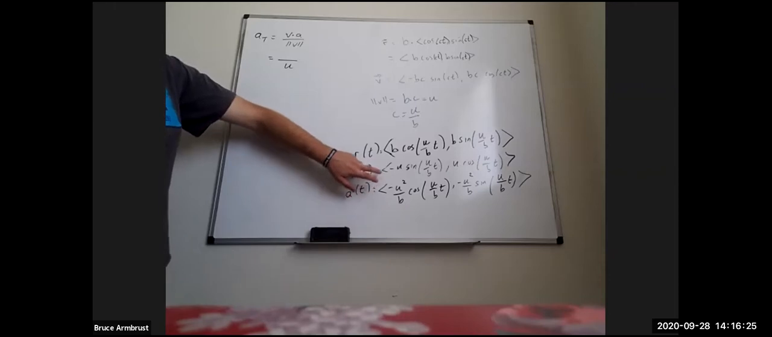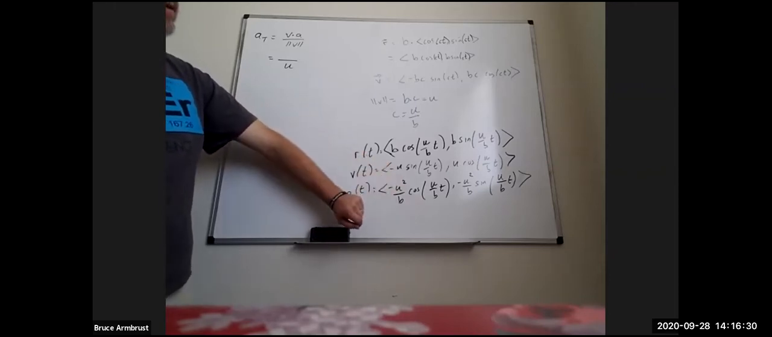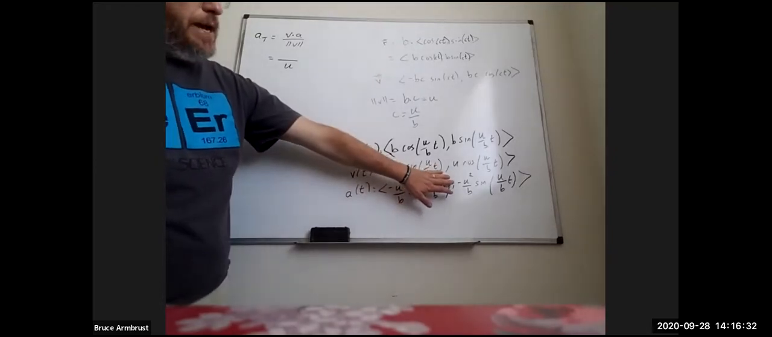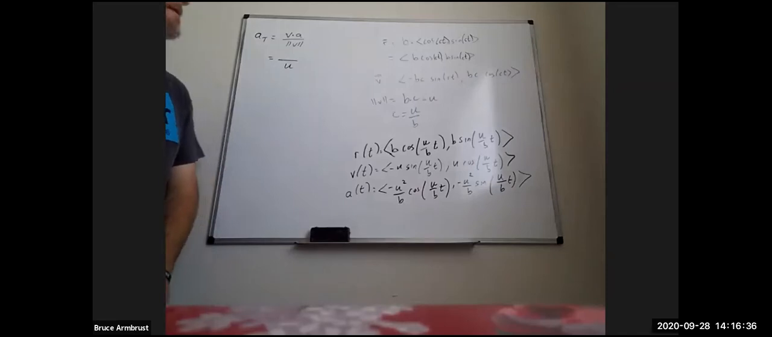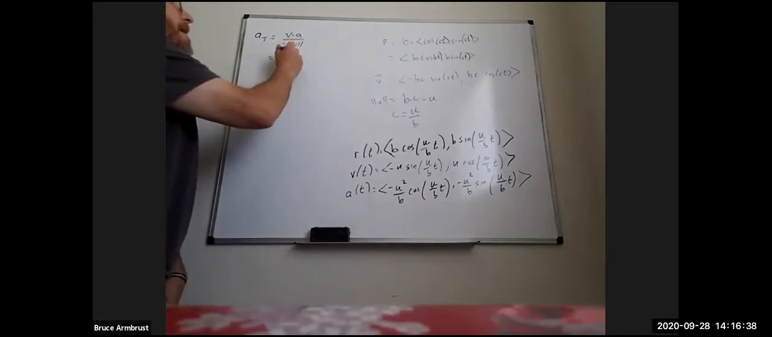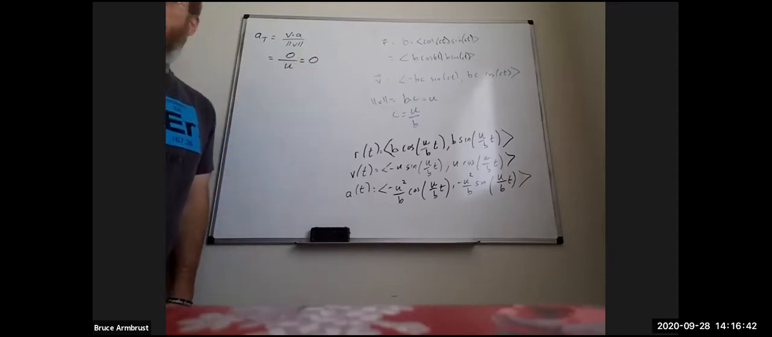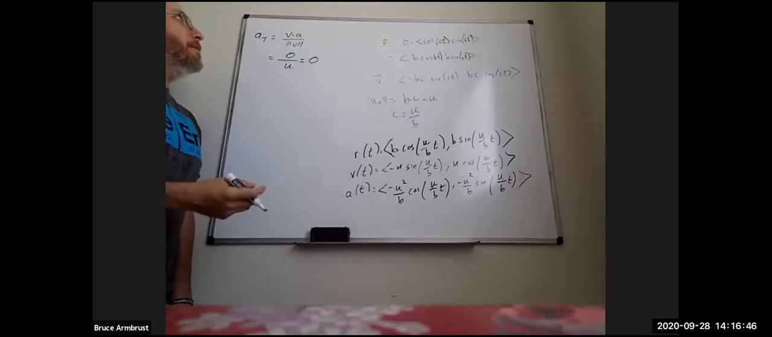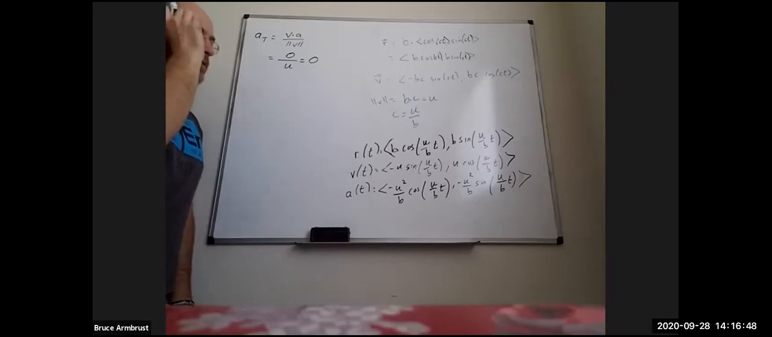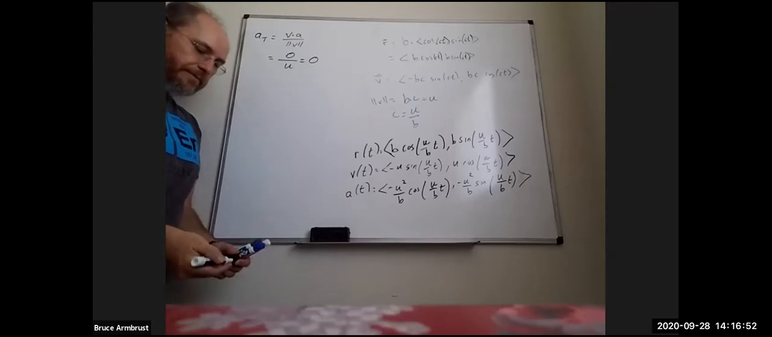I'm going to get a plus u cubed over b sine cosine. From this one, I'm going to get a minus u cubed over b sine cosine. And so it turns out that dot product is 0. So by the formula, what we find is that the tangential acceleration is actually 0. Which is good because it's constant velocity.